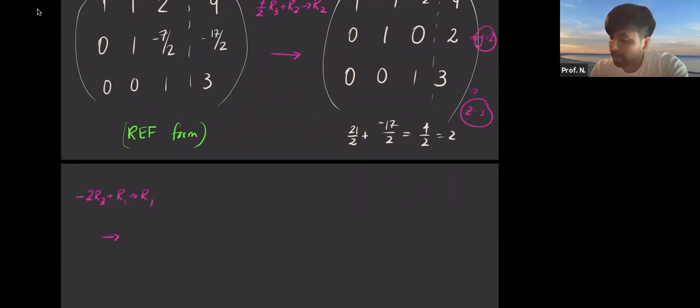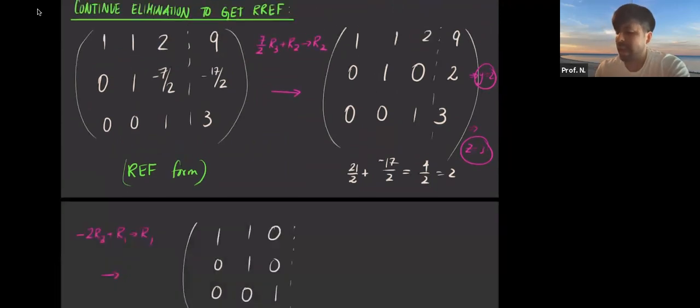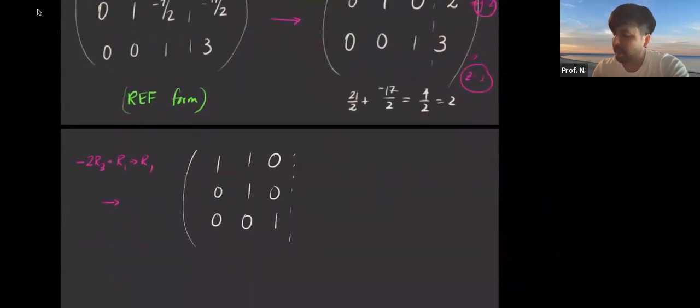And so when I do that, I get 1, 0, 0, 1, 1, 0, 1, 0, 0. It has to be 0 because when I multiply 1 by -2 and add it to 2, I get 0. When I multiply 3 by -2, I get -6. When I add it to 9, I get what? 3.